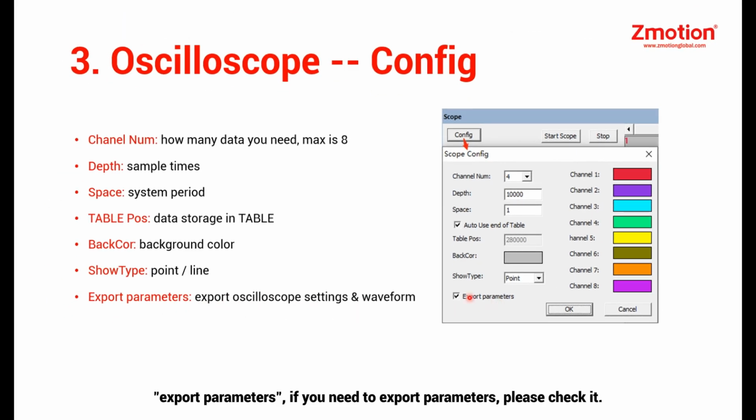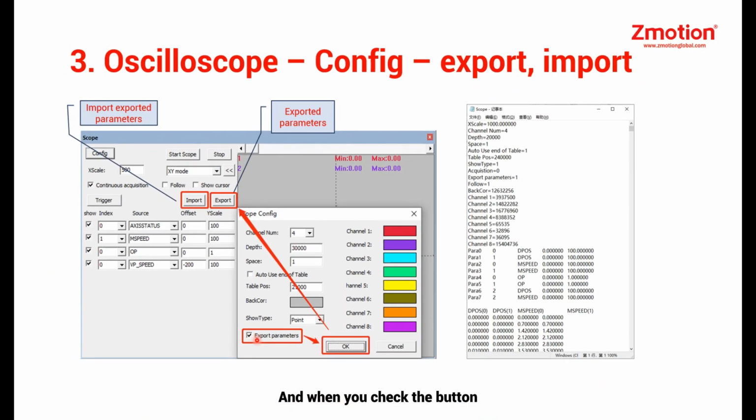Export parameters. If you need to export parameters, please check it. And when you check the button, after sampling, click Export. Then the data will be shown like this. In addition, you can import them again. In Stop State, click Import and select the file exported before. Then all information is shown again, including all settings and captured waveforms.